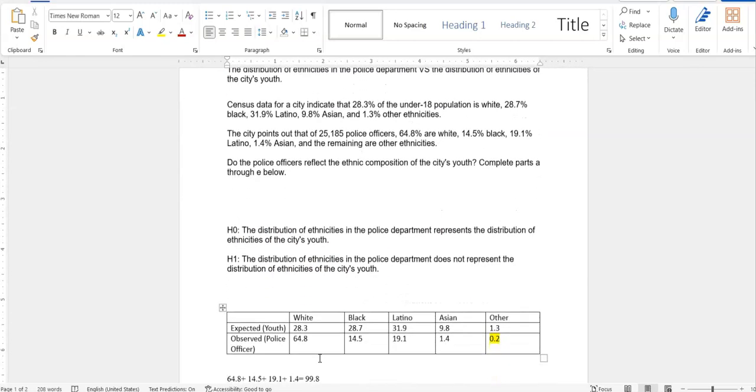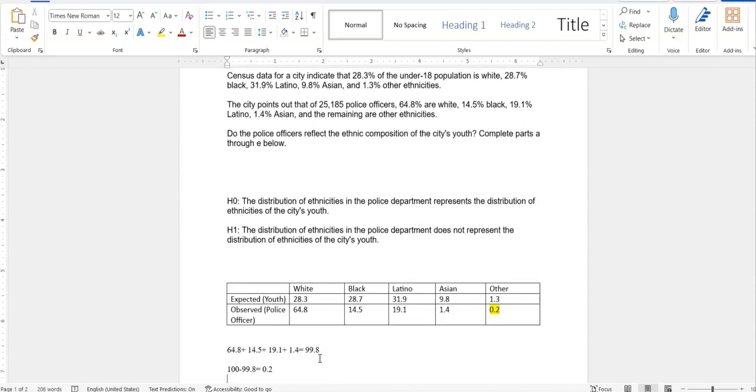Okay. Next, we need to prepare a data table. So here the expected values are the ones of the youth population. First of all, we have a categorical variable showing ethnicities, 1, 2, 3, 4, 5 categories. And for the expected values, we have youth, and for the observed one, we have the police officers.